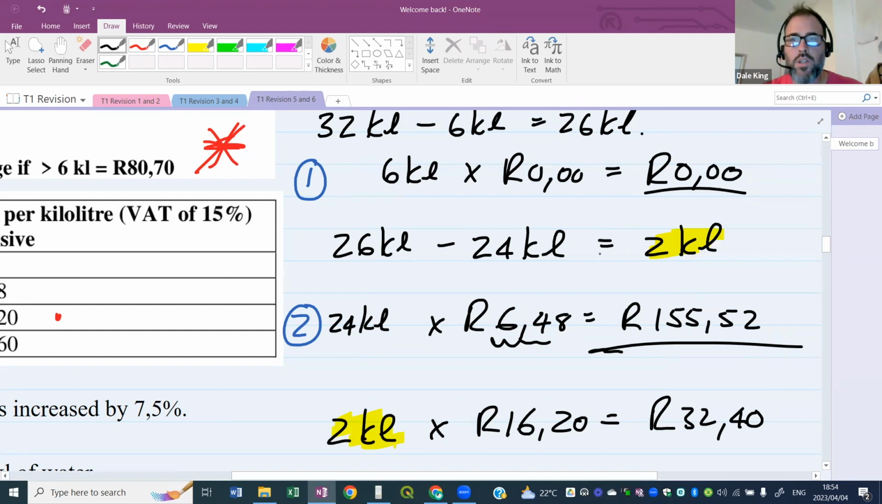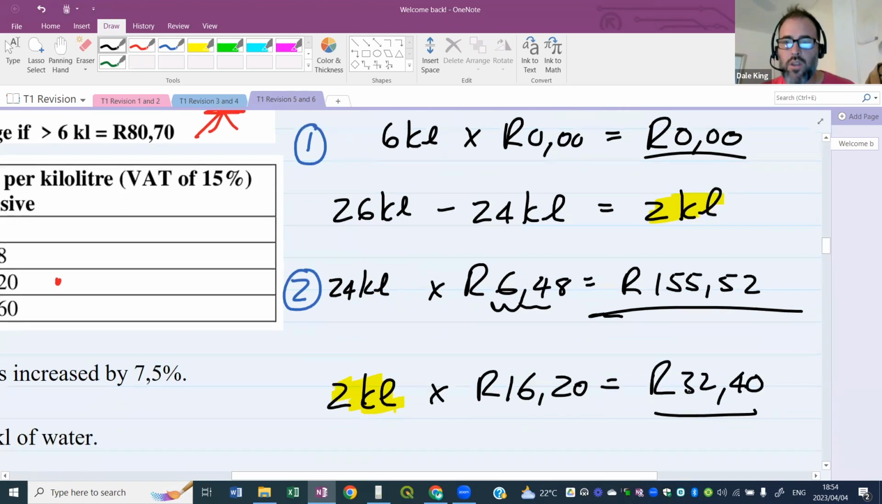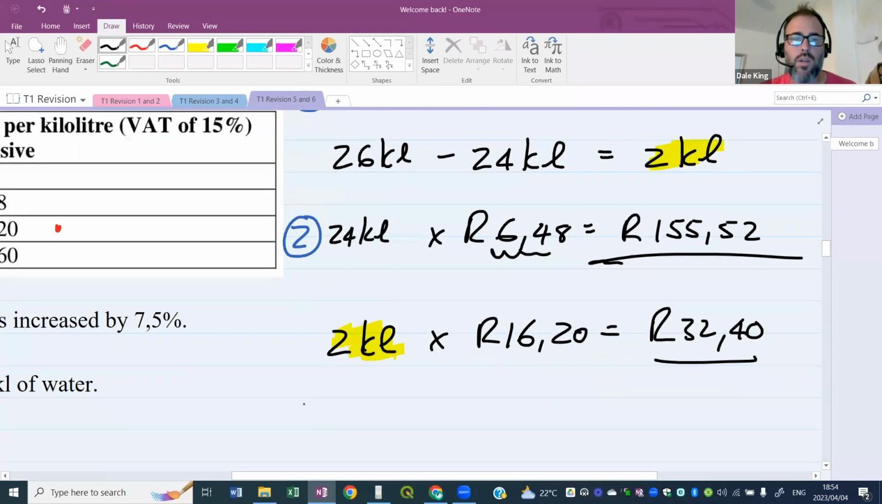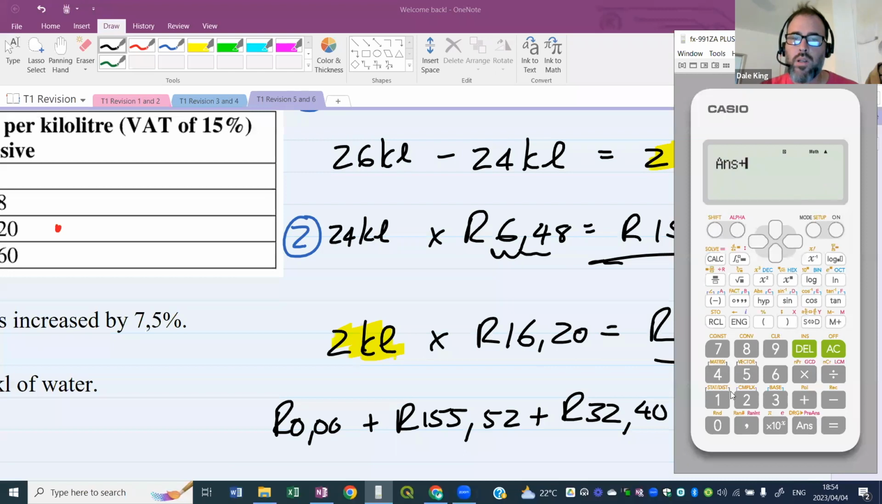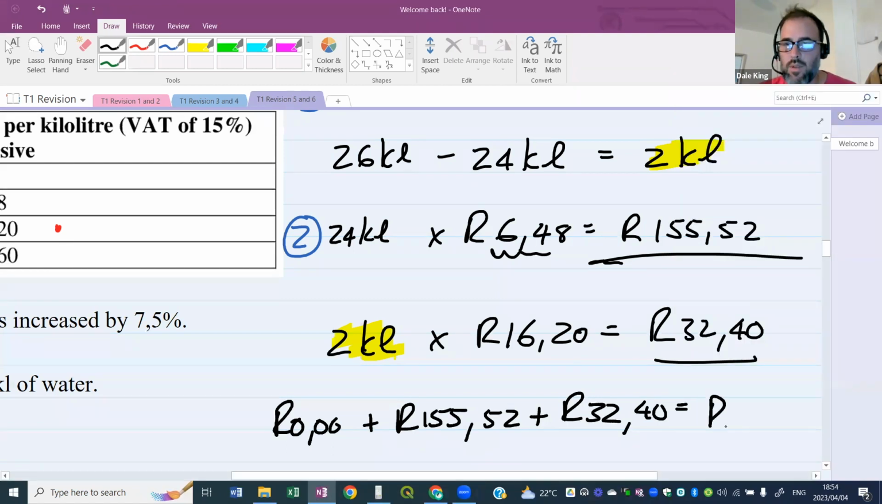Now, where are all these charges? I've got 0 Rand for the first 6 kiloliters. I've got 155 Rand 52 in the second bracket. And I went into the third, the last 2 kiloliters, and I've got 32 Rand 40 in here. So I've got to add all these up. I'll write it up for you just so that you can see. 155.52 plus 32 Rand 40 equals 187.92.